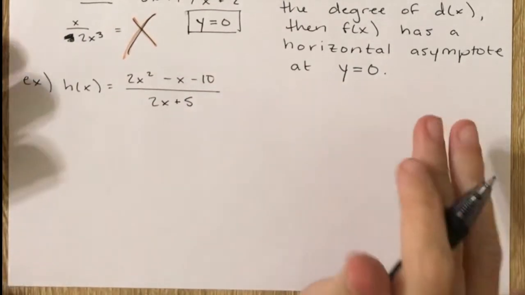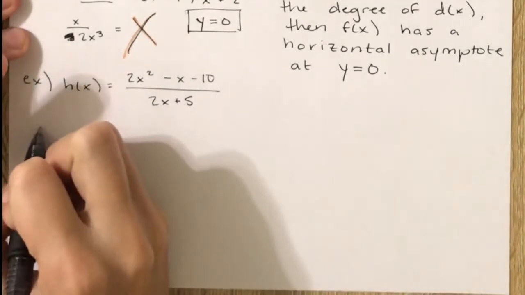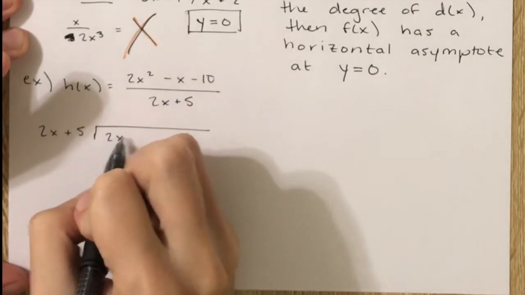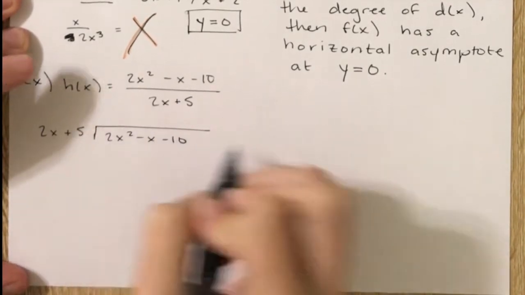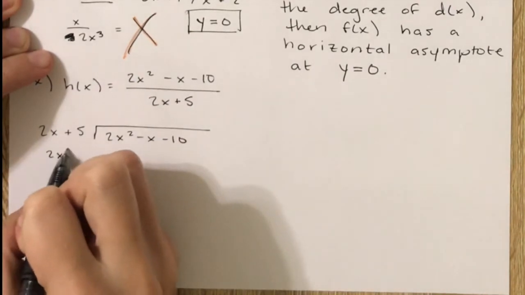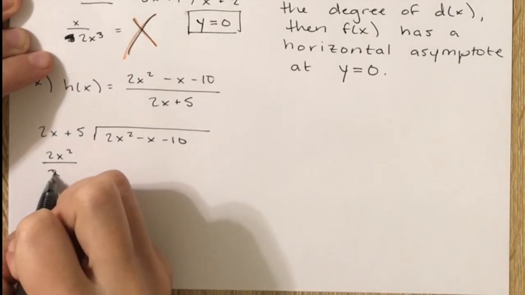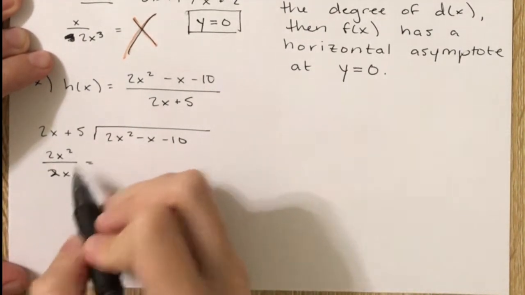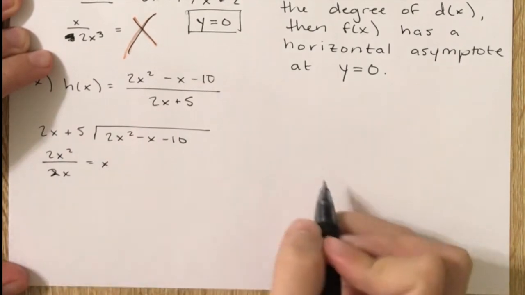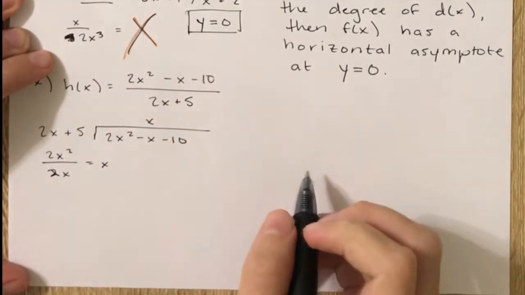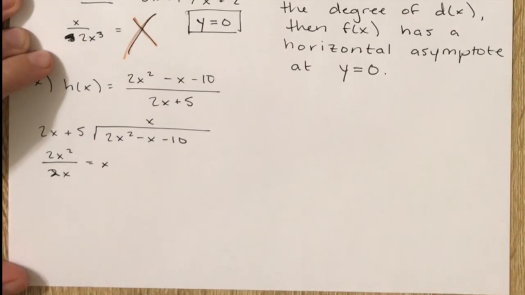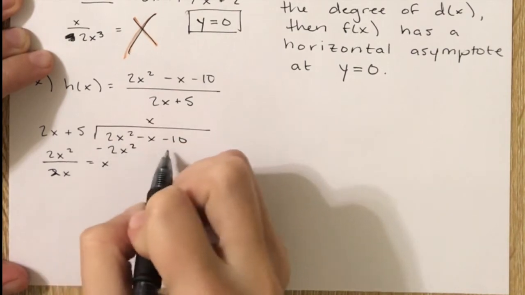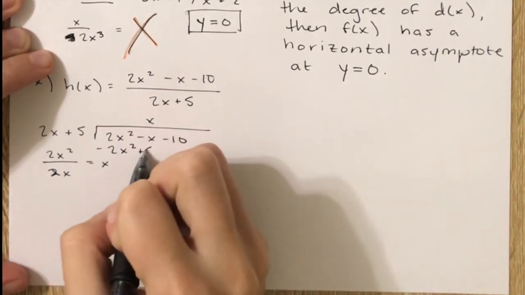So let's try our division trick here. We're dividing by 2x plus 5. Our numerator is 2x squared minus x minus 10. We divide first term by first term, so that's 2x squared divided by 2x. The 2's are going to cancel, and one of these x's is going to cancel, so we're left with just x. We want to multiply that x by our divisor. We get 2x squared plus 5x.